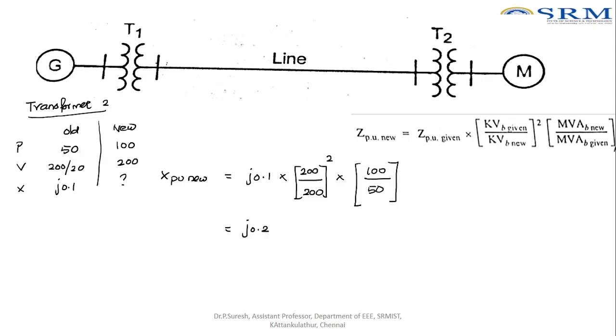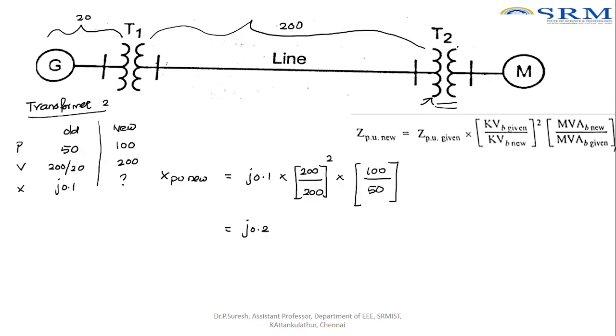Right. Now we have calculated the values up to the primary of the transformer. From here to here the voltage is 20, and from here to here the voltage is 200. Now the transformer comes.